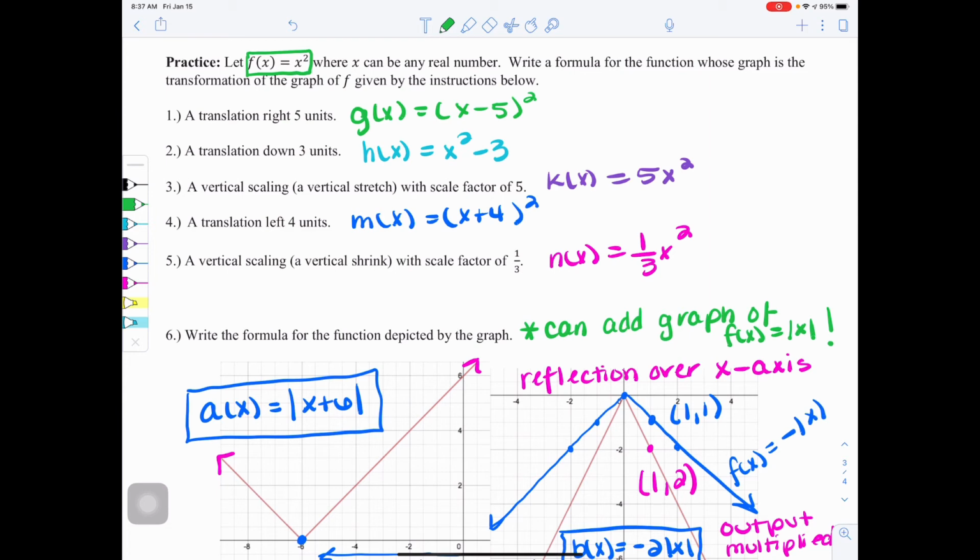Now for all of these, you'll notice I switch the letter of the function each time because after you create new ones, you can't keep calling it f of x. We already have an f of x. So you do have to switch the letters. They don't have to match mine.